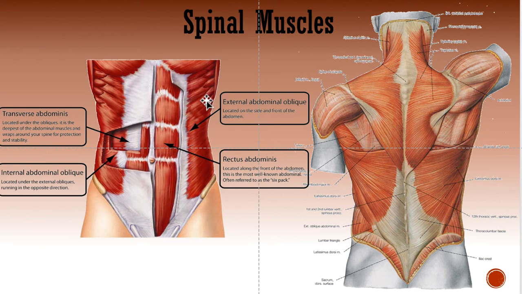You have a layer that's far down in through the body. You have an intermediate layer, and then you have the layer that's closest to your skin. And you can see how they wrap around in different areas.